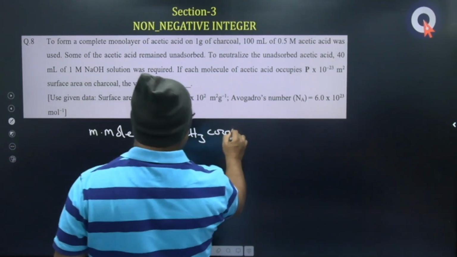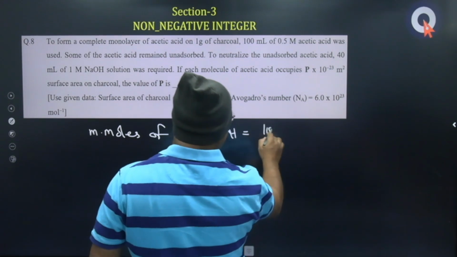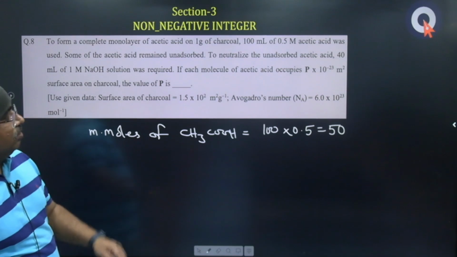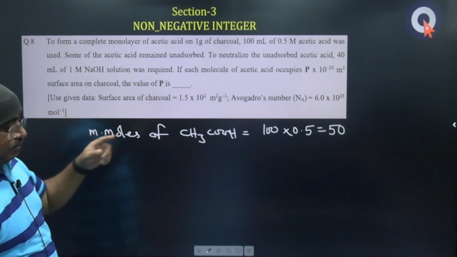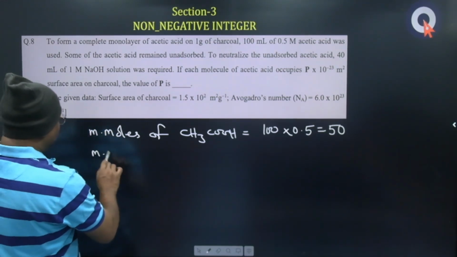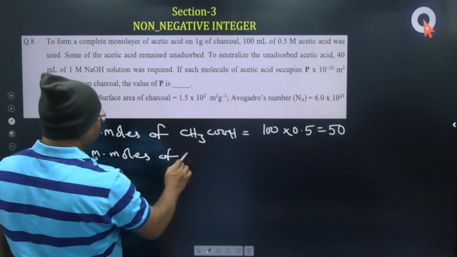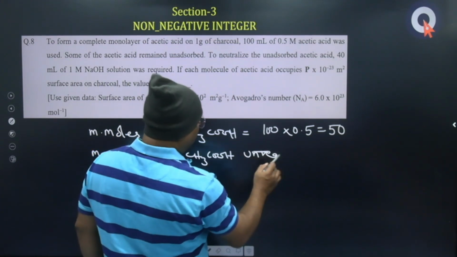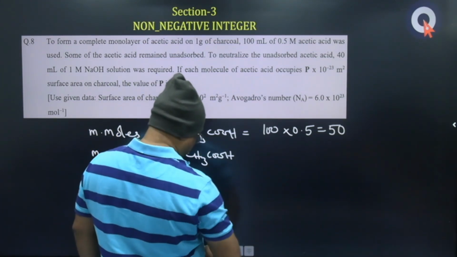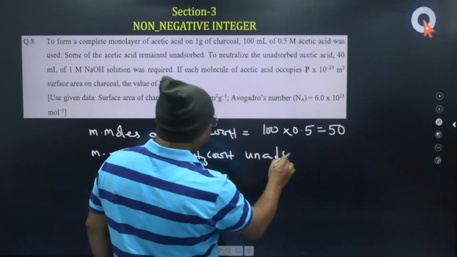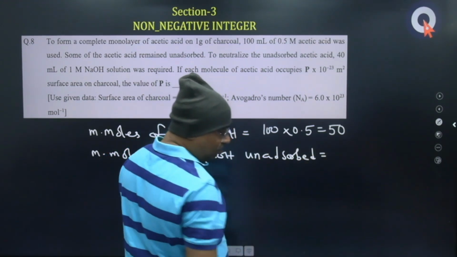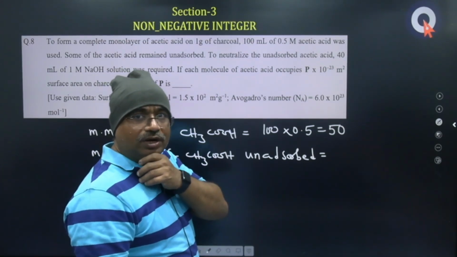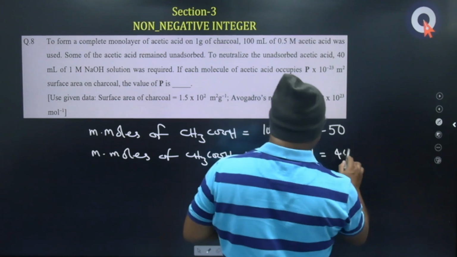That is, because it is given in ml, 100 into 0.5. So we have taken 50. That is unabsorbed acetic acid we neutralized with NaOH. So the number of millimoles of unreacted, unabsorbed acetic acid will be equal to the number of millimoles of NaOH we use, because NaOH and acetic acid will react in 1:1 ratio. So that is 40 into 1, 40.